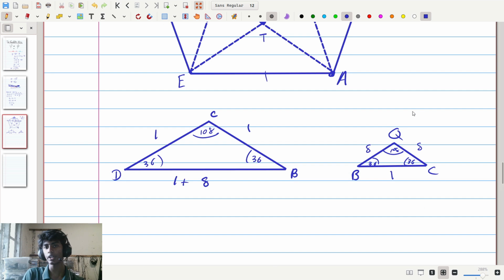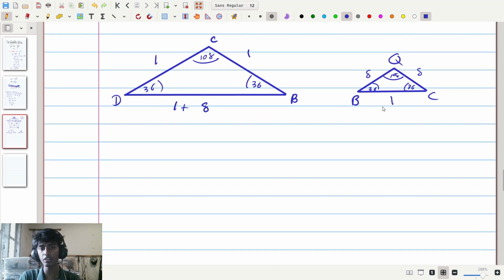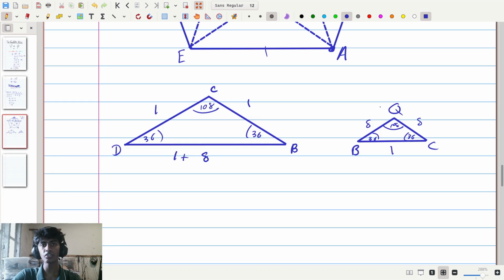Now consider the two triangles we have before us. Both of these triangles, as you can clearly see, have the same set of angles. This angle is 108 degrees, the other two angles are both 36 degrees each. So this is not congruence, but something that we call similar triangles. The triangles BCD and BQC are similar to each other. Similar triangles have the property that if you scale all the side lengths up by a certain scaling factor, you can go from one triangle to another.